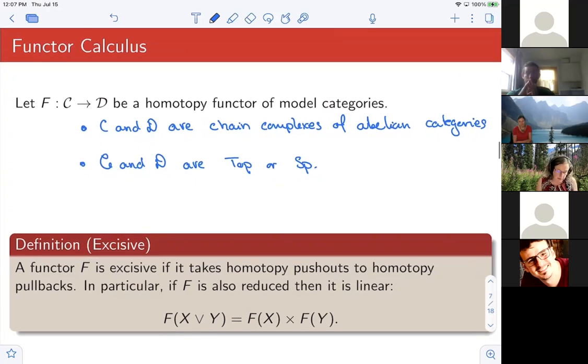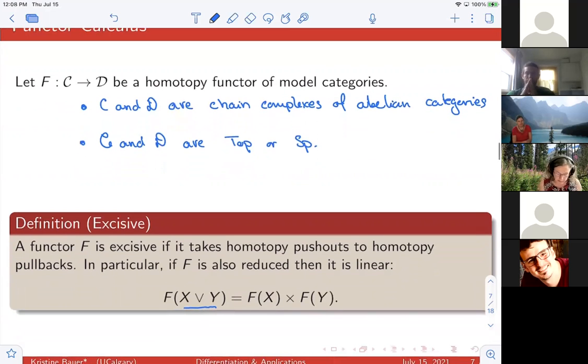Well, then a functor is excisive if it takes a homotopy push-out diagram to a homotopy pullback diagram. So in particular, I have a favorite push-out diagram. It's the one that produces the coproduct. And if my functor is also reduced, in other words, it takes the 1-point space or the initial object, the 0 object, to itself, then what this says is that a functor is excisive if it takes the coproduct diagram to a product diagram. So this required me to say one more thing, which is that F takes the 0 object to the 0 object.